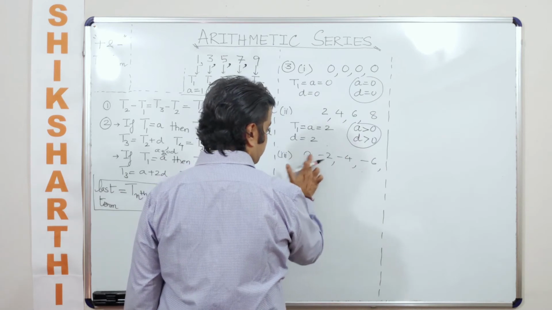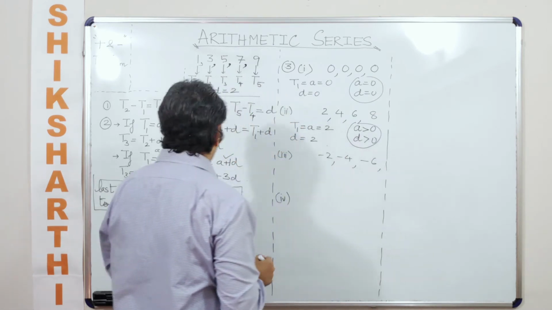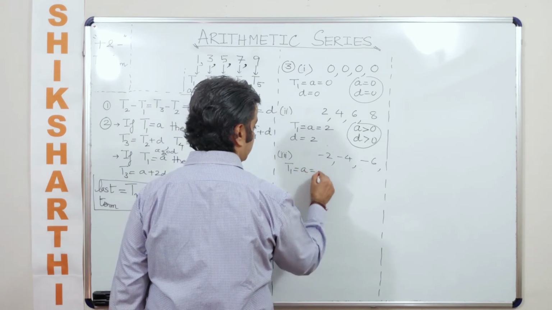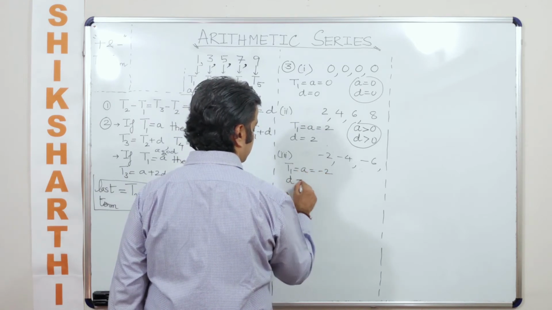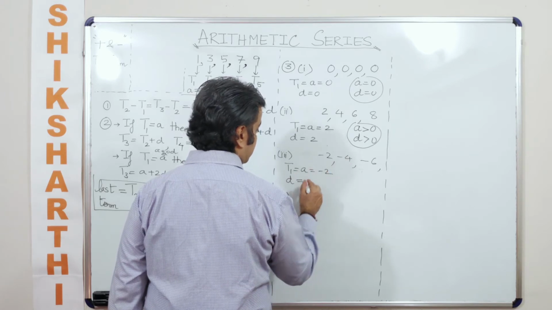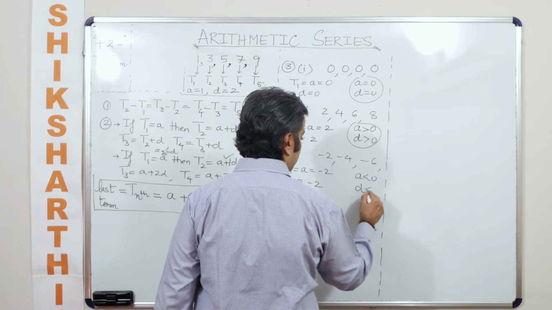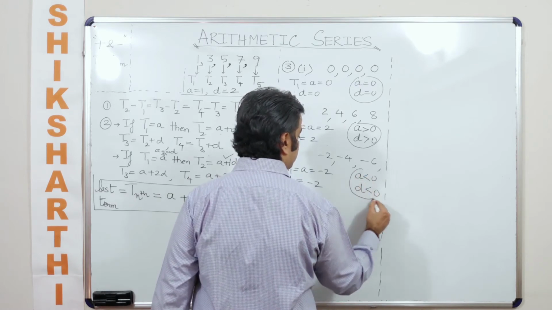Let's talk about this case. I am removing a 0 from here. Okay. Now, what is the first term here? Let's say T1 is the first term, A is equal to minus 2. What is the common difference here? This minus this, which gives us minus 2. So can I say both the first term as well as the common difference, both of them were a 0?